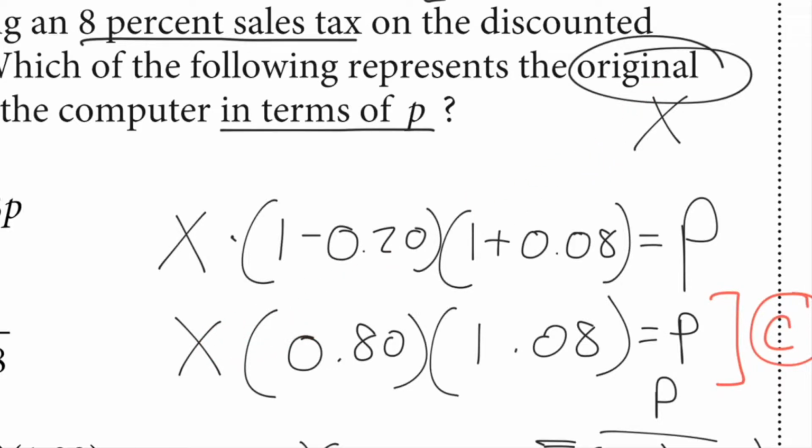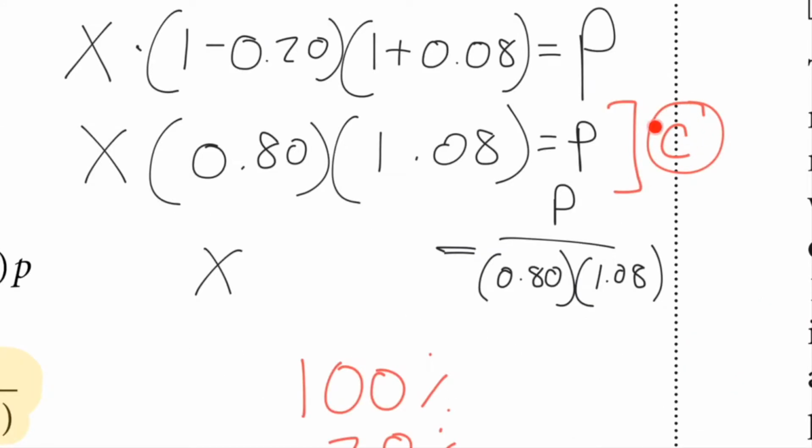If you don't solve, then you might accidentally choose answer choice C, which kind of looks like this at the very most. But if you divide both sides by 0.80 and 1.08, then you get this expression here, which is the correct answer.